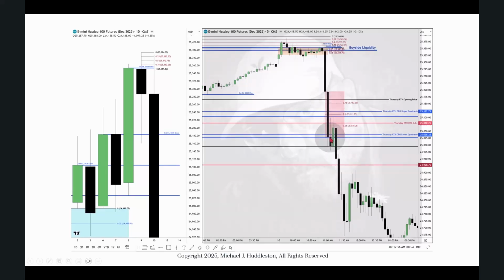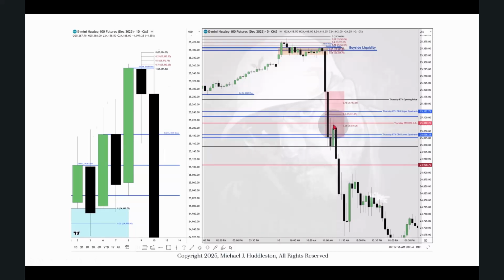Volume imbalance. Volume imbalance. This is what? Suspension block. Halfway point, consequent encroachment. Can't even reach that. And the bodies are staying below what? Thursday's regular trading hours opening range gap consequent encroachment midpoint level. It can't even muster the strength to come back and kiss it with its bodies. It's heavy.